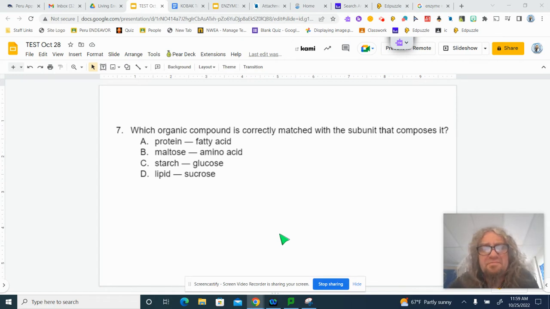Question seven. Which organic compound is correctly matched with the subunit that composes it? A, proteins matched with fatty acids, B, maltose matched with amino acids, C, starch matched with glucose, D, lipid matched with sucrose.